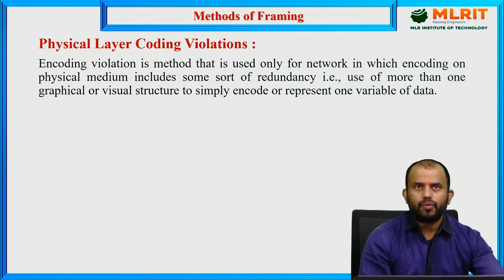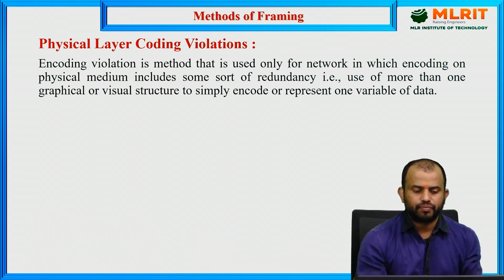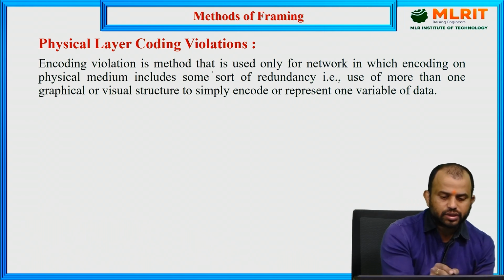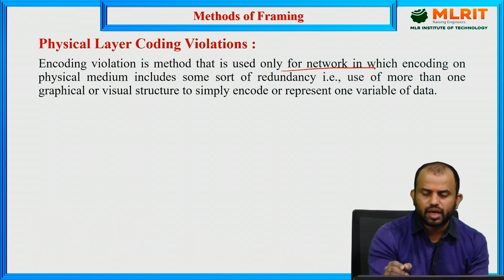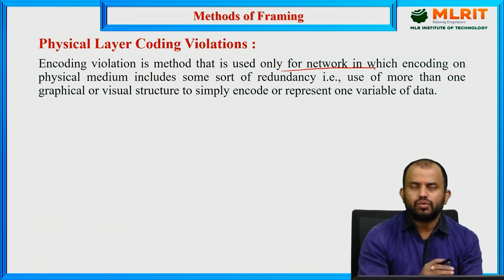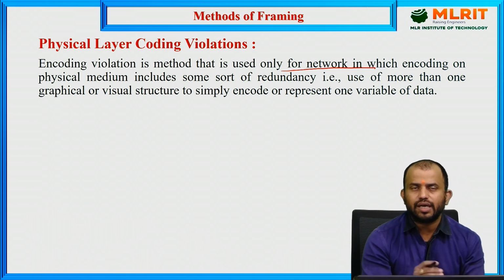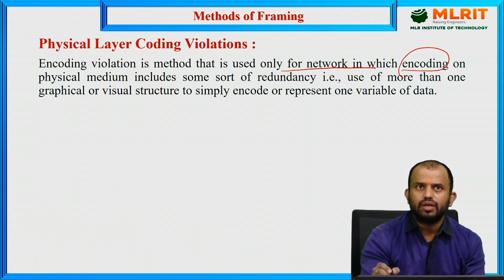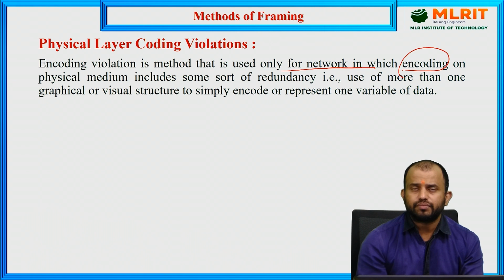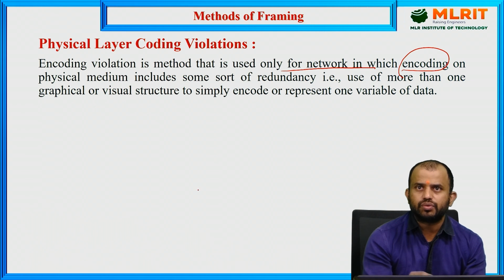Another important thing is physical layer coding violation. When information is transmitted from source to destination, we have an encoding section as well as a decoding section at the receiver. In the network architecture, whatever information we transmit, we encode onto the physical medium, which means we need to follow some redundancy mechanism and a cyclic redundancy mechanism. We need to follow all these things to transmit the information from source to destination.